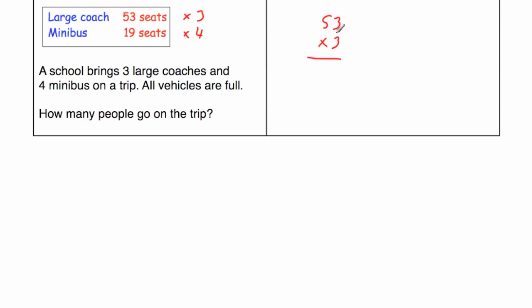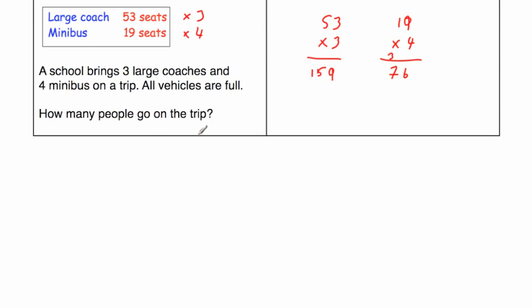So when we do that, we get 3 times 3 is 9, and 3 times 5 is 15. So the three large coaches will hold 159 passengers. Then we have our minibuses. So we have 19 seats in each one, and we're going to multiply that by four. So we'll do 4 times 9, which is 36. So put the 6 down, carry the 3. 4 times 1 is 4, plus 3 is 7. So the four minibuses will hold 76 passengers.